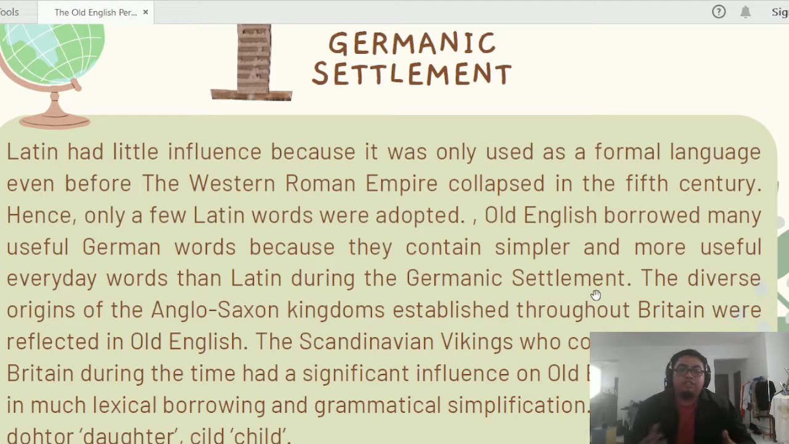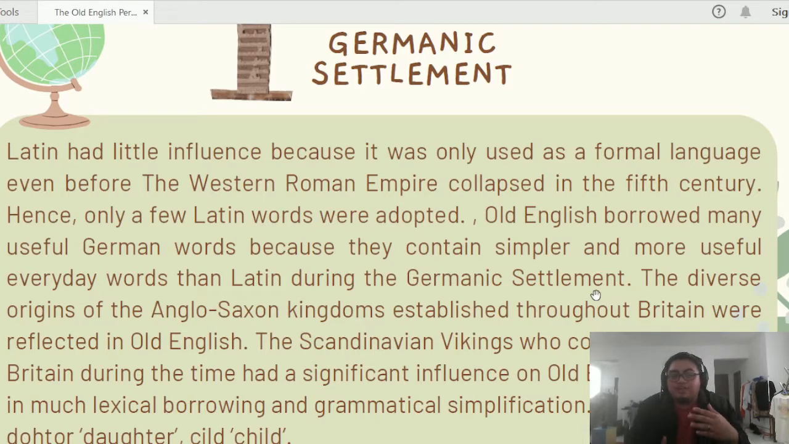So, this is what we have summarized for Germanic settlement. Latin had little influence because it was only used as a formal language even before the Western Roman Empire collapsed in the 5th century. Hence, only a few Latin words were adopted. Old English borrowed many useful German words because they contain simpler and more useful everyday words than Latin during the Germanic settlement. The diverse origins of the Anglo-Saxon kingdoms established throughout Britain were reflected in Old English.